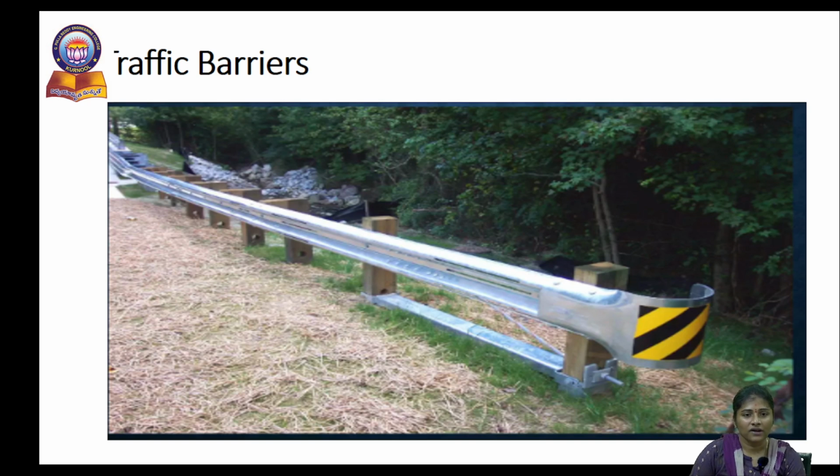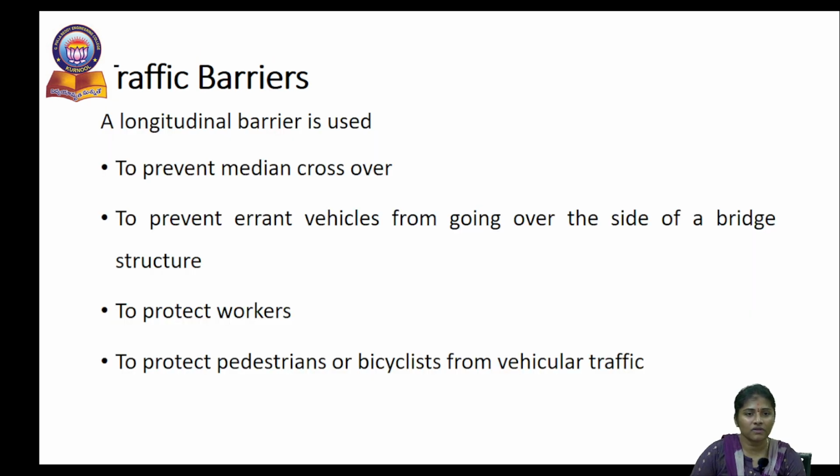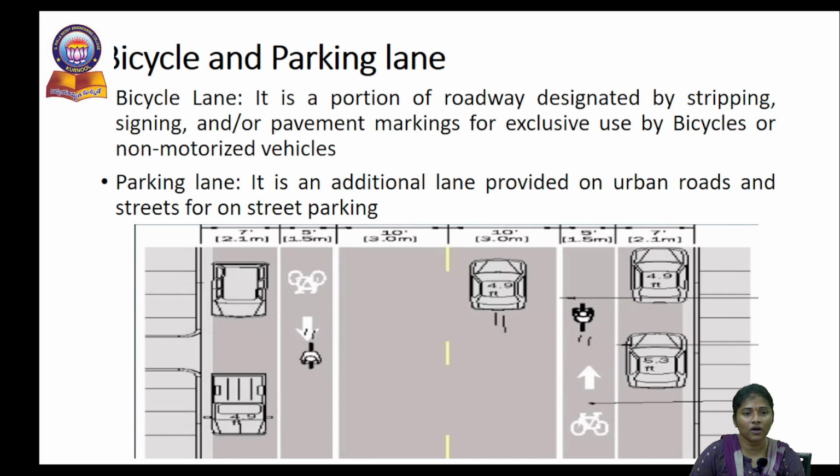So these are traffic barriers. The main purpose of providing a traffic barrier is to prevent median crossover, to prevent errant vehicles from going over the side of a bridge structure, to protect workers, and to protect pedestrians or bicyclists from vehicular traffic flow.